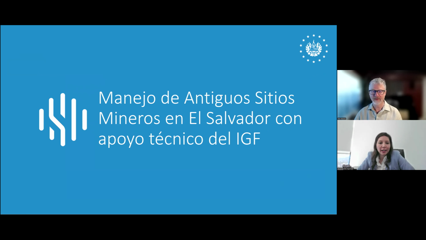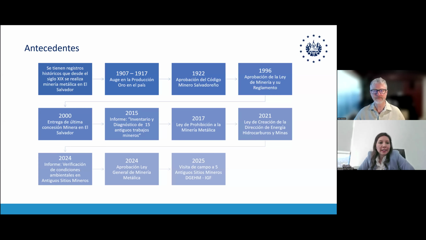I'm going to explain a little bit about mining site management in El Salvador. This is some of the background. We have a historical registry that there was metallic mining since the 20th century. The peak was between 1905 and 1917, and this happened without any set framework or legal framework. So that increased the risk of exploitation without order.